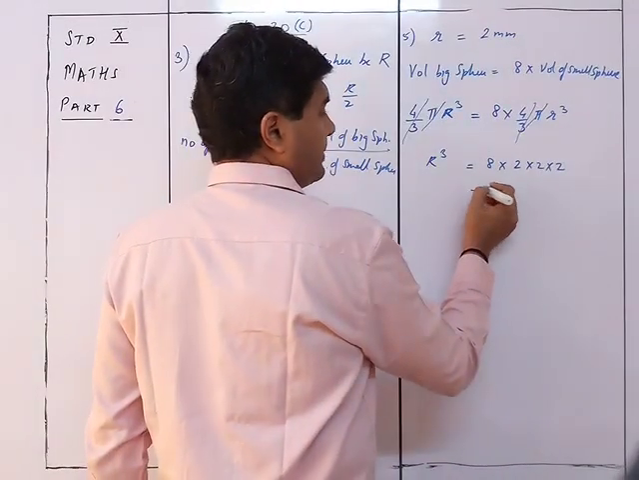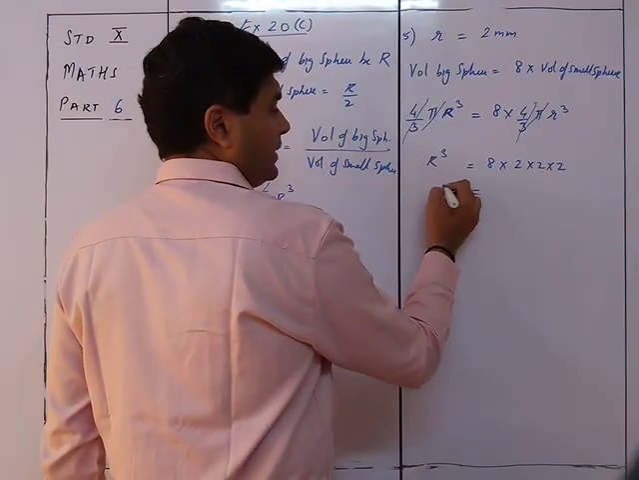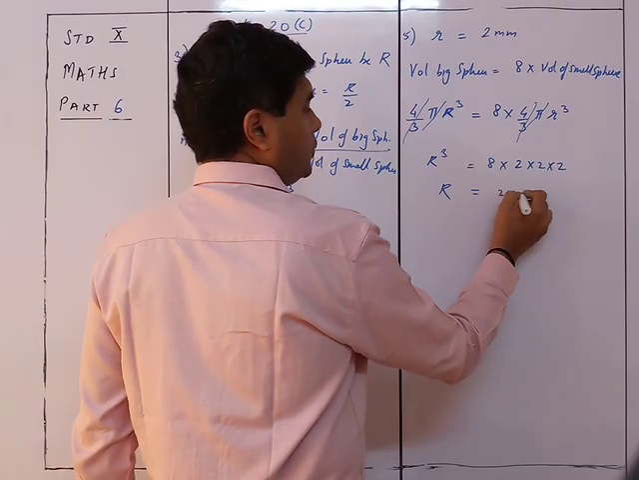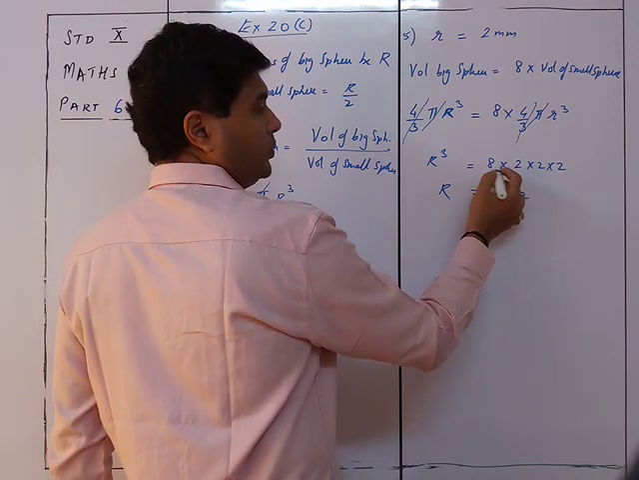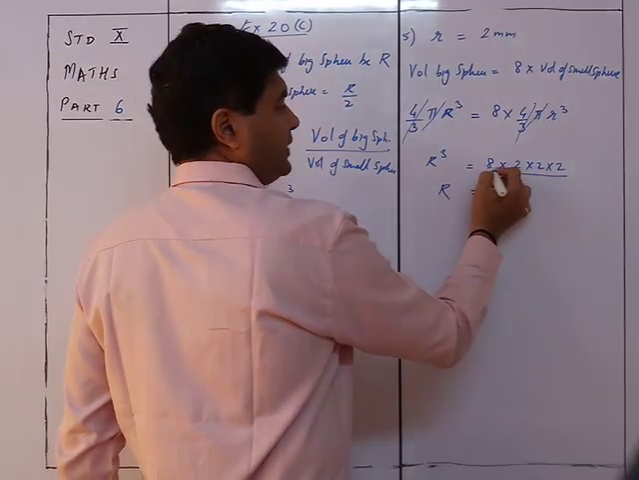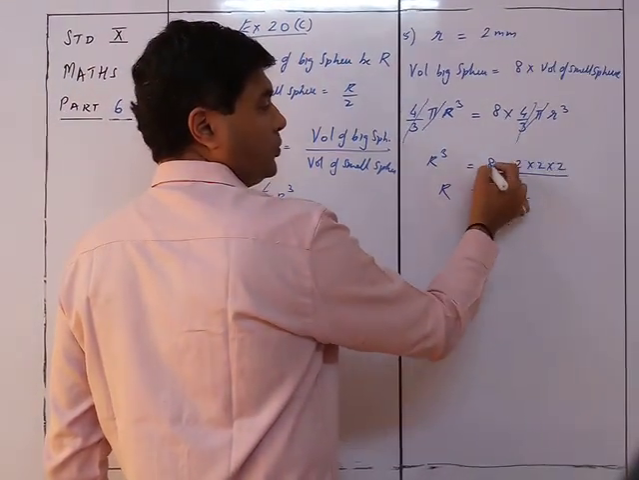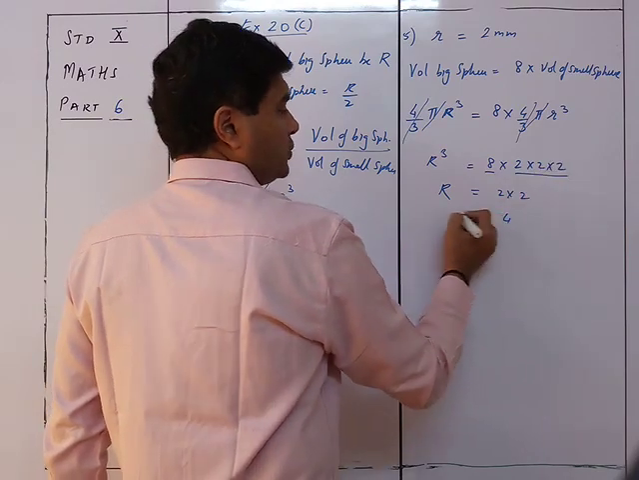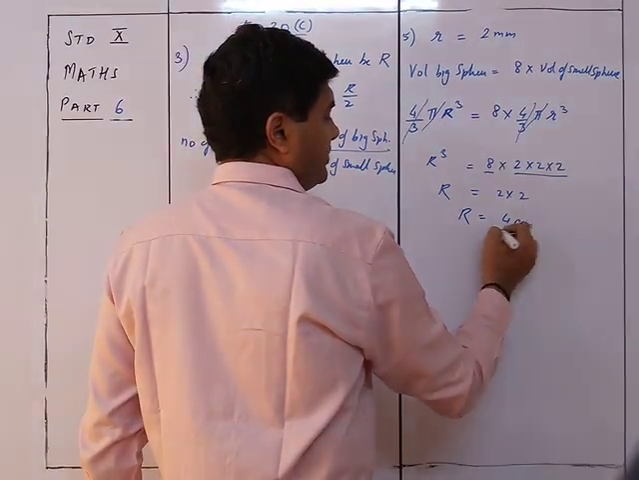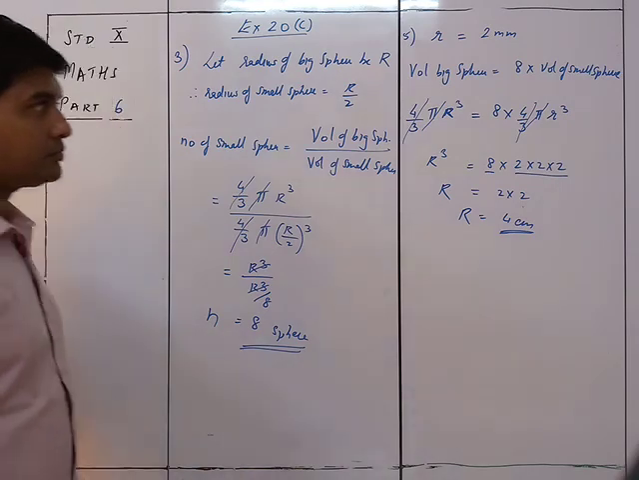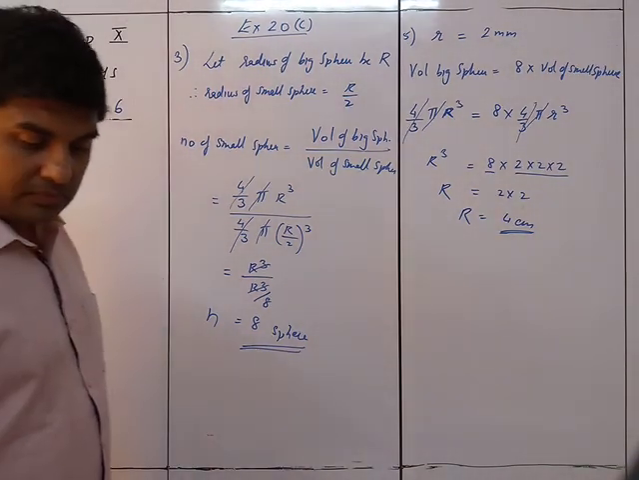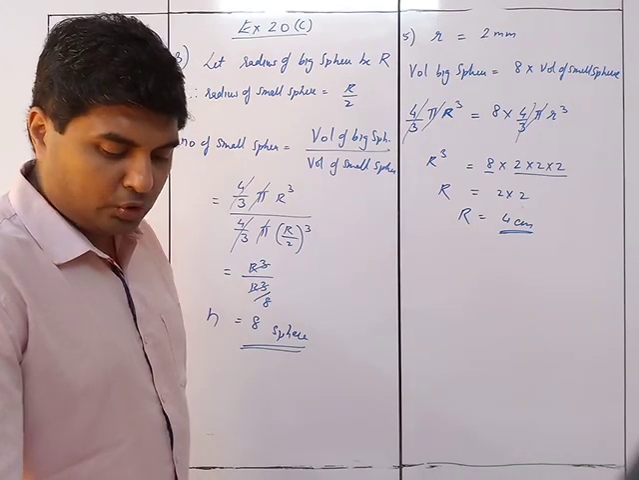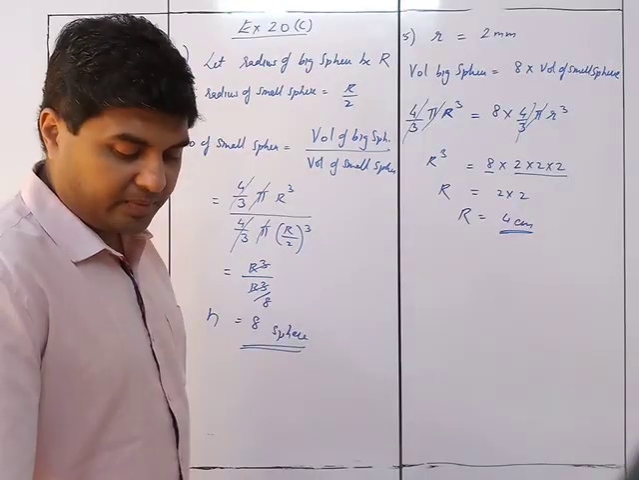So that is nothing but a cube. R will be equal to 2 into 2, which is 4. Why 2 into 2? Because 8 is also 2 into 2 into 2. In the cube, the cube root of 2 and the cube root of 2. So R is equal to 4 centimeters. So the radius of the new sphere will be 4 centimeters.